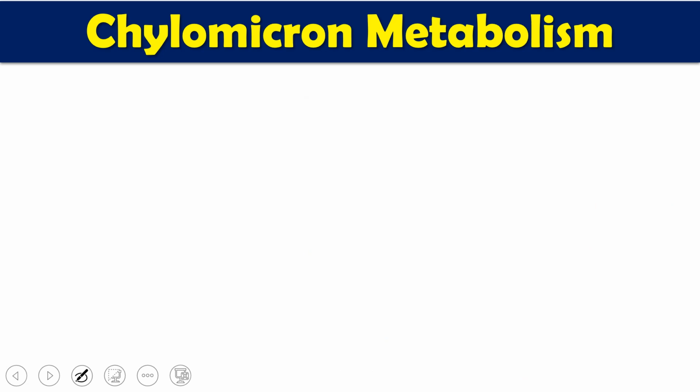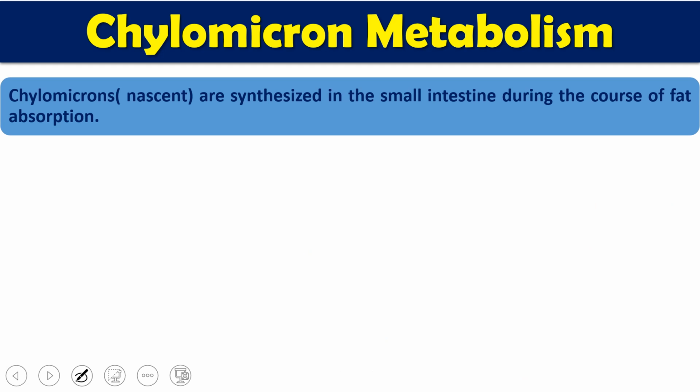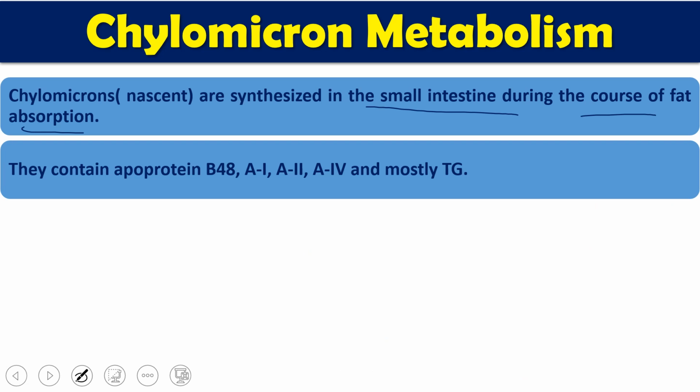So in case of chylomicron metabolic processes, there are a few points we should remember, we should understand. First is chylomicron synthesis. Chylomicron is a molecule which is first produced in the small intestine for the exogenous lipids. So it is synthesized in the small intestine during the course of fat absorption. Once chylomicron is synthesized, that is an immature chylomicron, and that immature chylomicron we call nascent chylomicron, newly formed chylomicron. Nascent means newly formed.